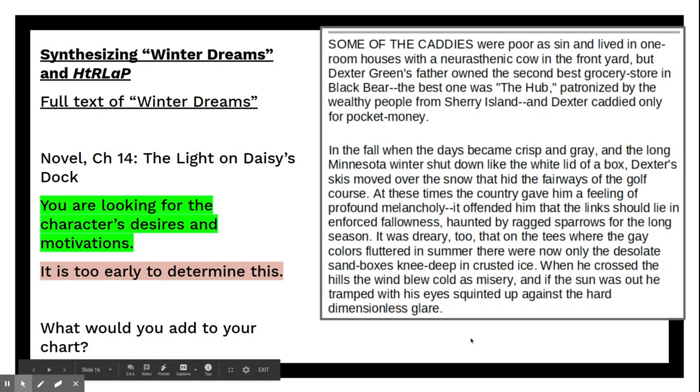This one, The Light on Daisy's Dock, this is really about what is the character's desires and motivations, and we're just too early in the story to determine that. So I would not have anything in my chart for this one yet.